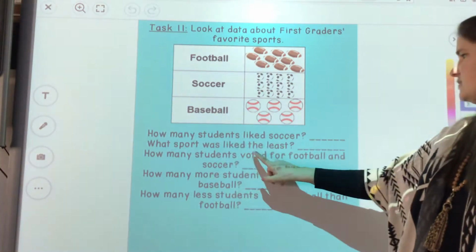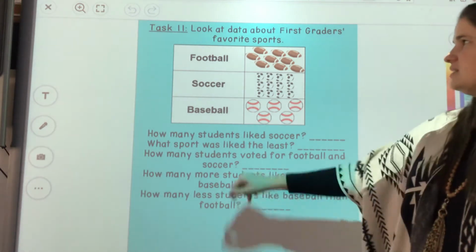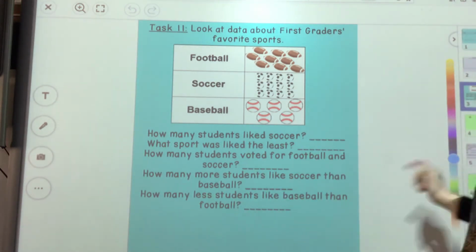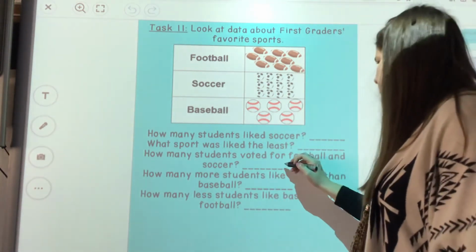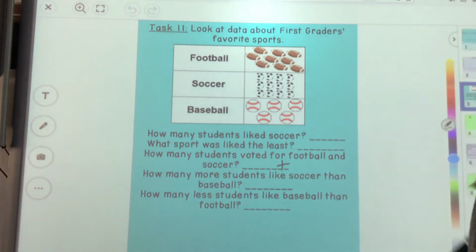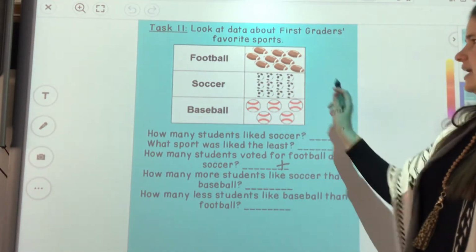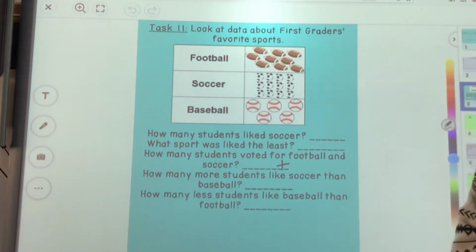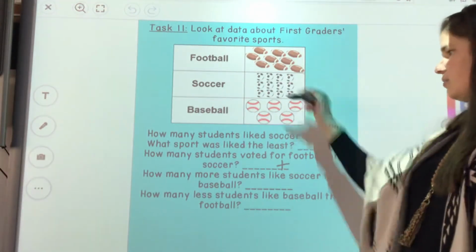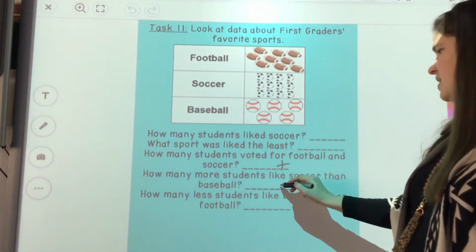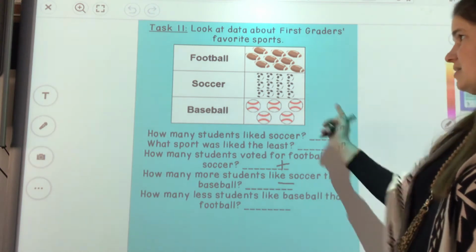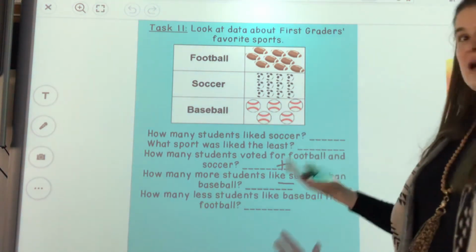How many students voted for football and soccer? So in order to figure out that answer, I would have to add those two numbers, all of the footballs and all of the soccer balls, to get how many liked football and soccer. How many more students like soccer than baseball? For that one, soccer over baseball, I would look at all the soccer balls, count them, subtract baseballs, and that would give me my answer.